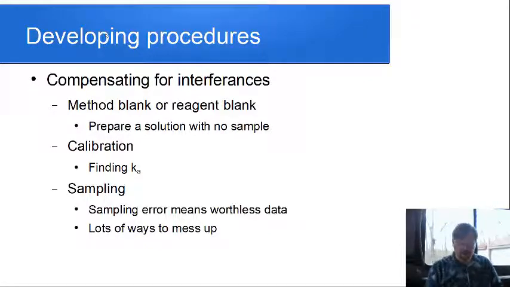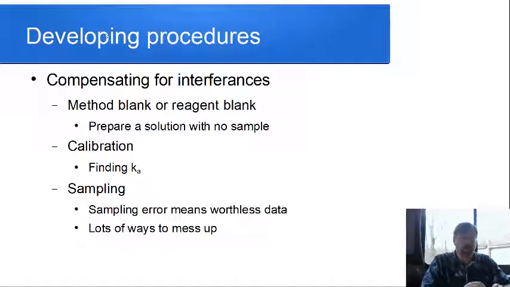Finally, let's talk about sampling. There are a lot of things that you can do wrong in terms of a procedure and a method. A lot of possible ways to mess things up. Sampling is honestly one of the ones that can have the most impact. If you've taken a bad sample, whatever data you get out is quite likely worthless.